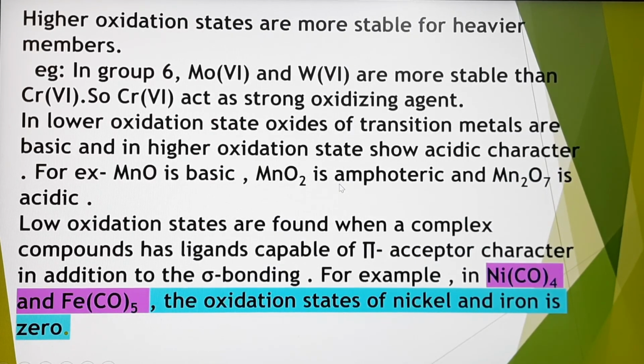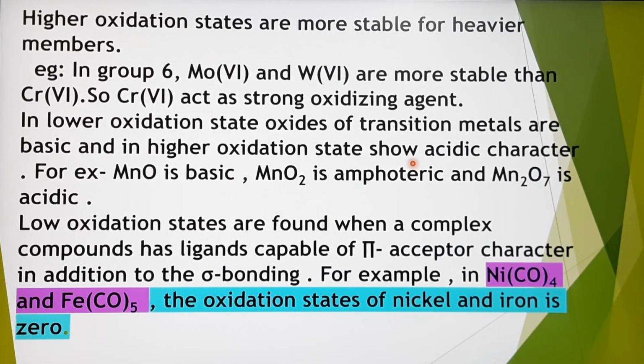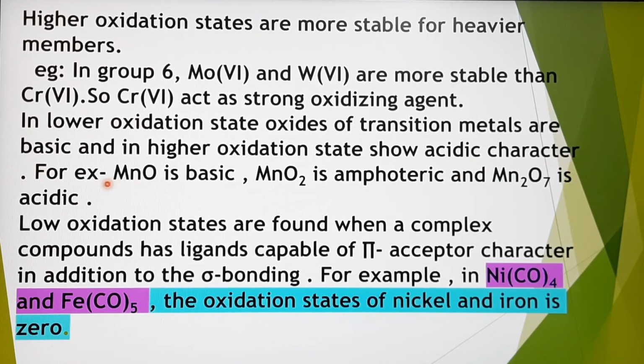In lower oxidation states, oxides of transition metals are basic. In higher oxidation states, they are acidic in character. For example, if we compare oxides of manganese in different oxidation numbers, in the lower oxidation state it is basic, in the middle oxidation state it is amphoteric, and in the highest oxidation number it is acidic. Why is it acidic in the highest oxidation number? It can be explained on the basis of Lewis acidic character. Because of the deficiency of electrons in the highest oxidation number, they can accept electrons, that's why they act as acidic in nature.